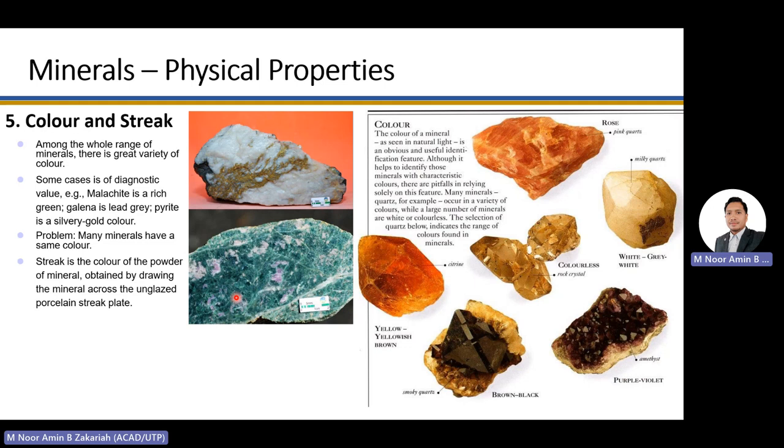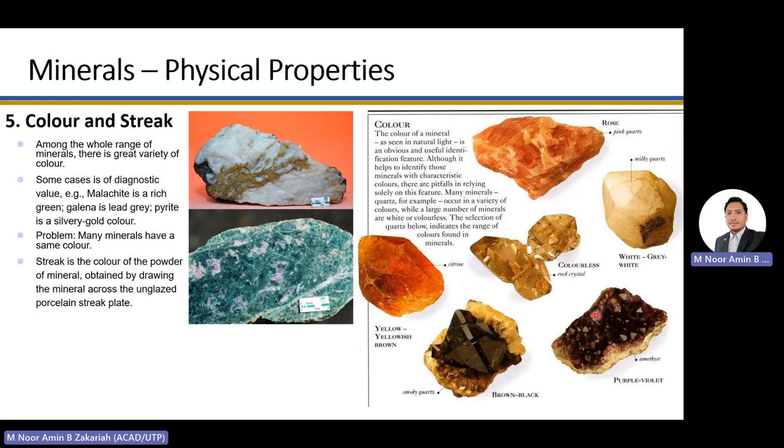This is because the color of galena can be affected by the amount of lead present in the mineral, as well as the presence of other impurities. Pyrite is an iron sulfide mineral that is typically silvery gold in color. However, it can also be found in other colors such as black, brown, and green. This is because the color of pyrite can be affected by the presence of impurities such as copper. In general, the color of a mineral can be a helpful clue for identification, but it should not be used alone. Other properties such as luster, streak, hardness, and density should also be considered.